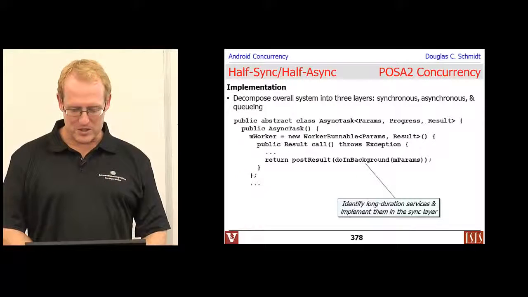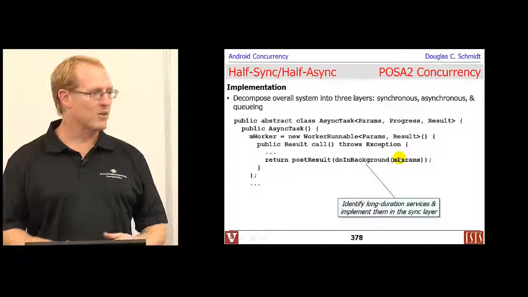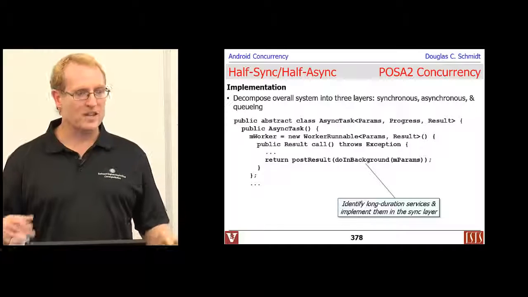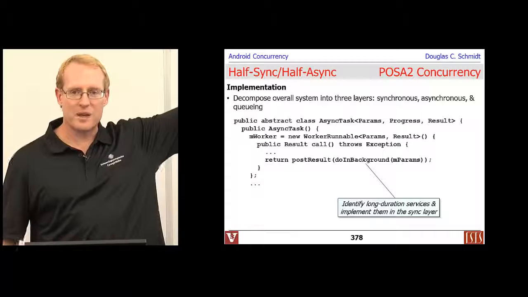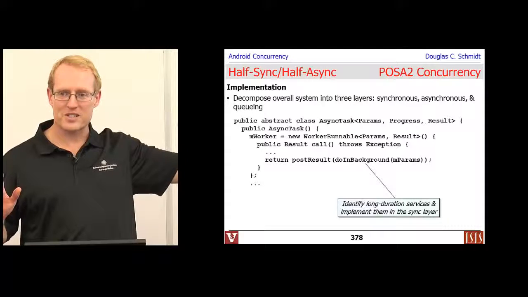And as you can see, this thing gets called in the background thread, and it's going to go ahead and call do in background with the parameters that you passed it. So that's going to go ahead and run in the background. And when that thing is done, it's going to return the result, and that result's going to get posted back to the user interface thread. We're going to look at how all that stuff works in a second. It's really cool.